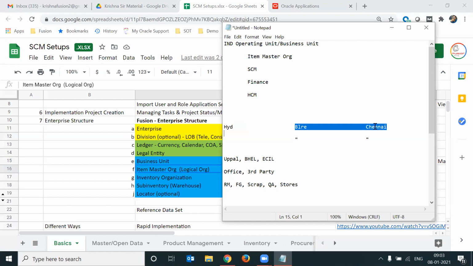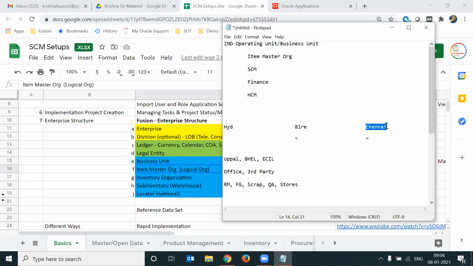I have the same items here, and the same items here. It is a duplication, right? Redundancy. Redundancy is not allowed in the database normalization form rule. So to avoid the redundancy or duplication, we create a master organization for our flexibility. We define all our products here, and we just assign them to the inventory organizations.